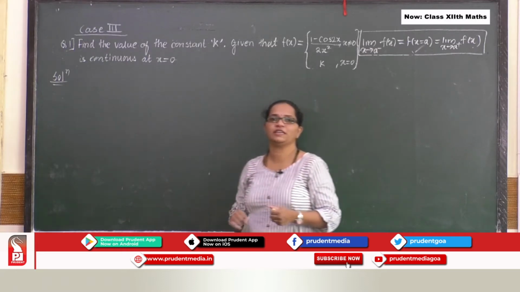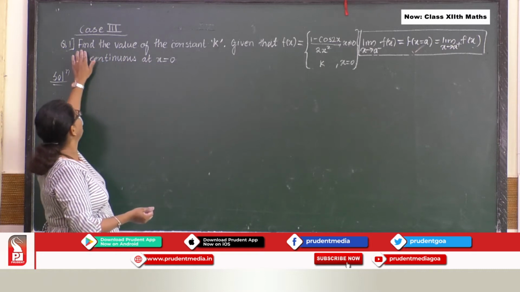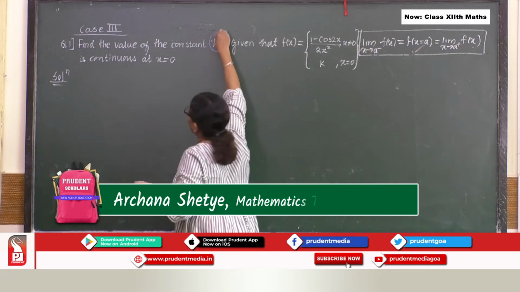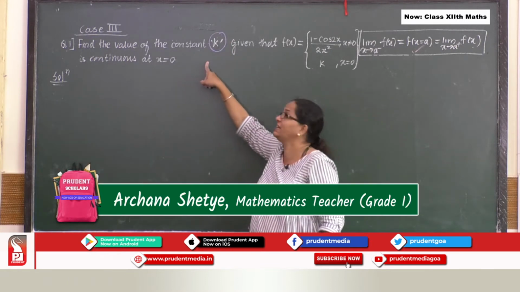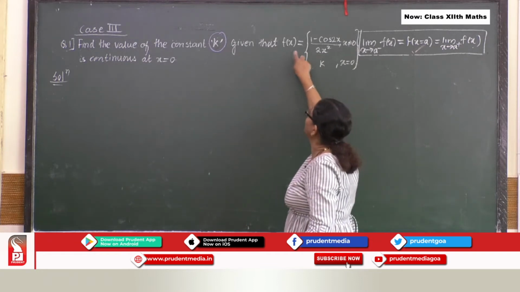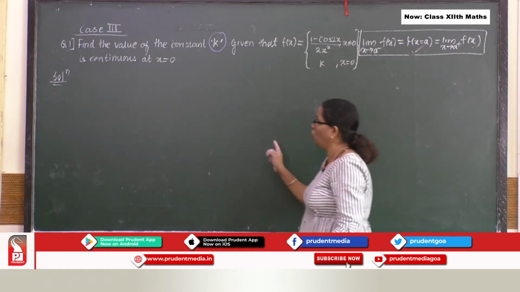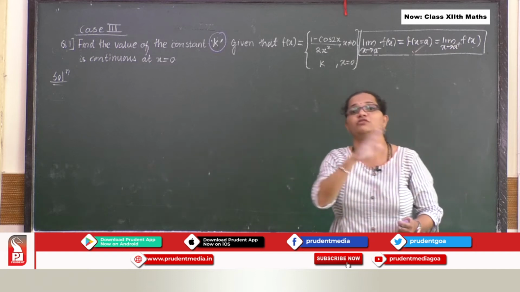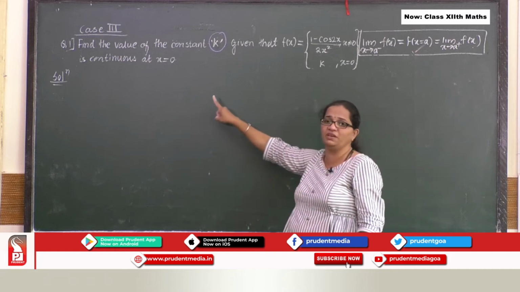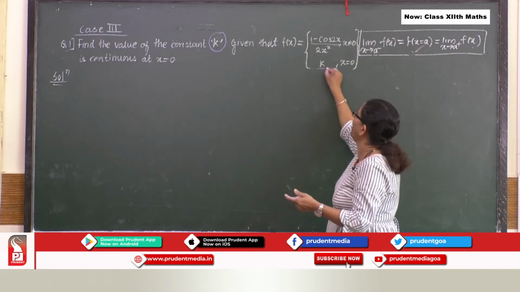Let us talk about the third case. Now over here, in this problem, we need to find the value of constant k. So what is given over here? The given function is continuous at x equal to 0. So over here we are talking about the third condition, wherein the function is continuous, which is given to me. And what I need to find is the value of k which is mentioned.